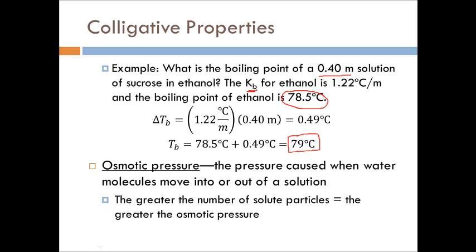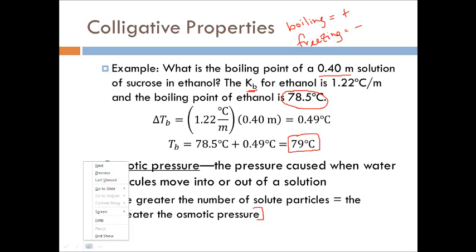If it was freezing point, you subtract it. So boiling point you add, so let me write that down. Boiling, you add, but freezing, you subtract. All right, the last one is osmotic pressure, and basically the greater the number of solute particles, the greater the pressure. And here's why.